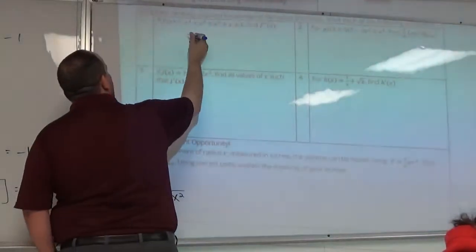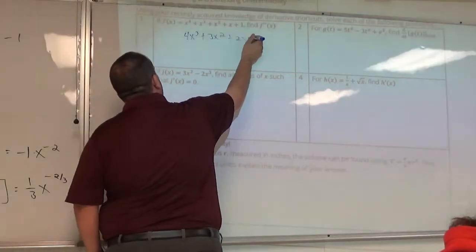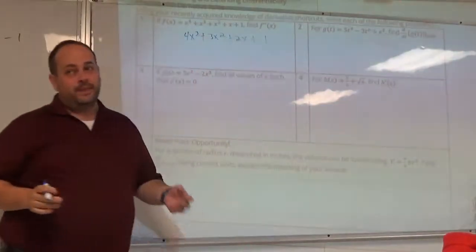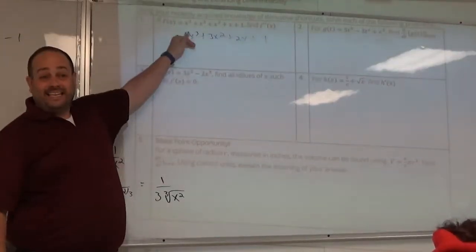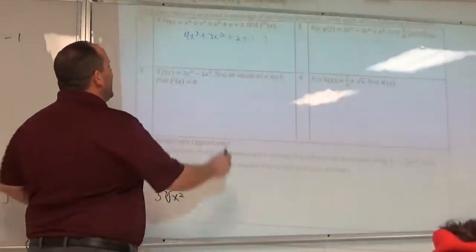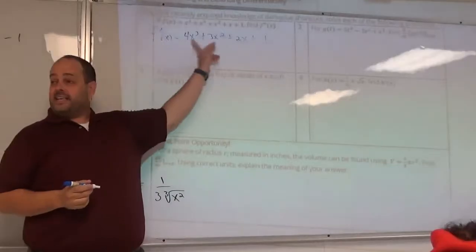Oh my God, what ugly notation. On number 1, I just walked by somebody who has 4x cubed plus 3x squared plus 2x plus 1. And I don't love that. I am not going to award full credit because I have no idea what I'm looking at. What is this? This is f prime of x. You best label it, son.